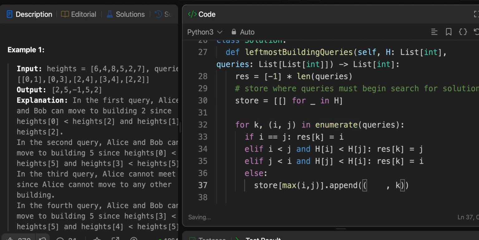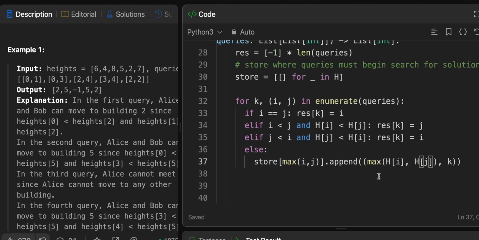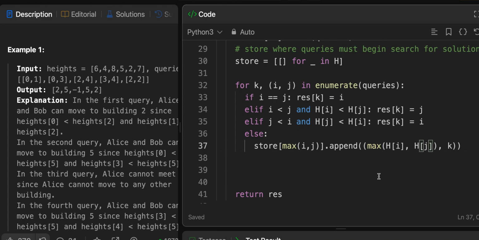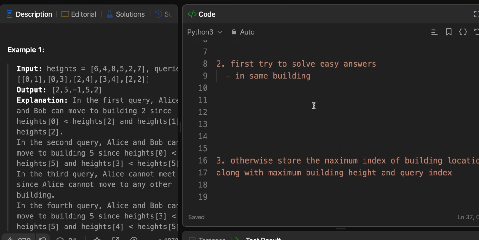And what else? What's important between these two buildings? How do we look for an answer? Well, remember, we need to find a building that's bigger than both of them. So should we store the 4 or the 6? Let's store the 6, because that 6 tells us where to start looking for an answer. So how do we find the biggest building? We just say max of h of I and h of j. Okay, great. And I think that's it for us to finish 1, 2, and 3.